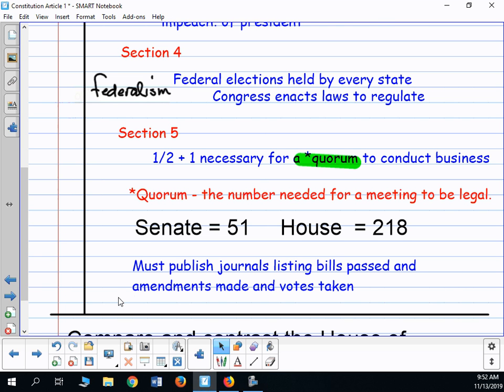In addition, to make sure nothing is secret, the Senate and the House must publish journals listing bills passed and amendments made and votes taken. Basically, they have to take minutes of all their meetings. Okay.